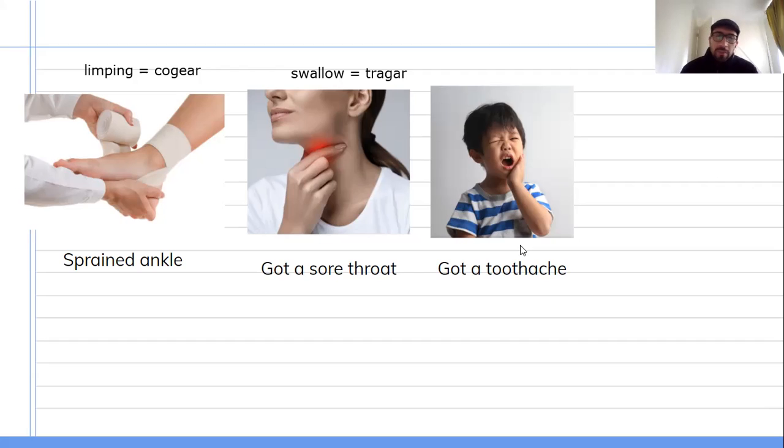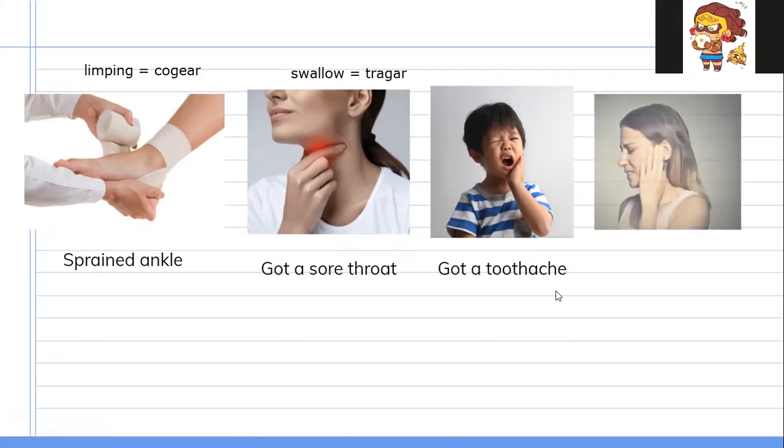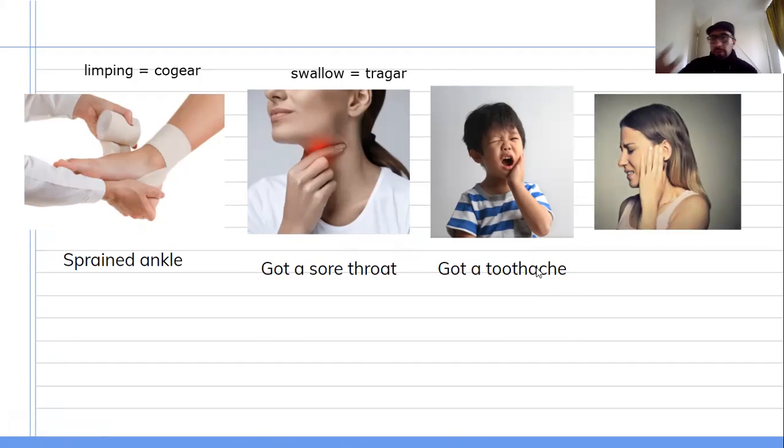When you have a toothache, you go to the dentist, and then the dentist says the specific thing, you have a problem here and that. But in general, it's a toothache, okay? A toothache. Is it dolor de diente, de muela? Yes, both, ambos, in general.